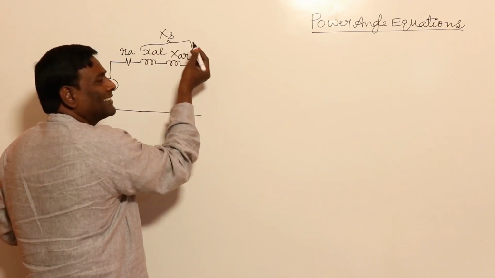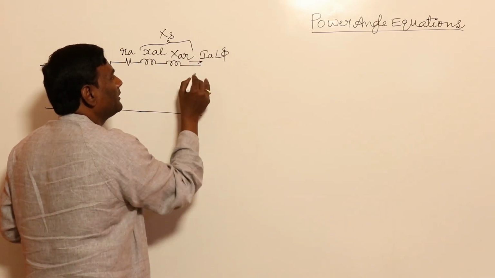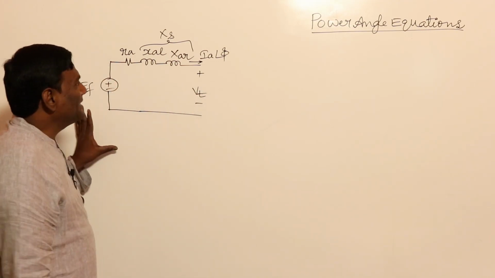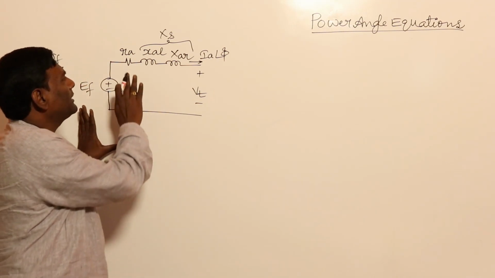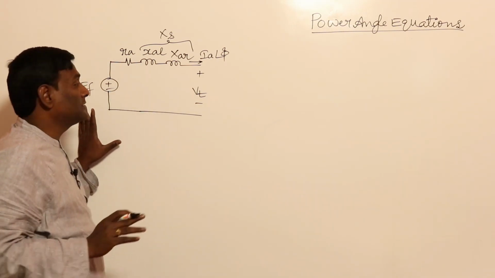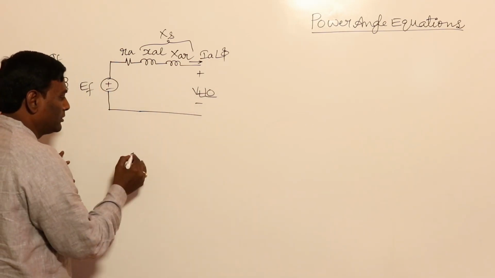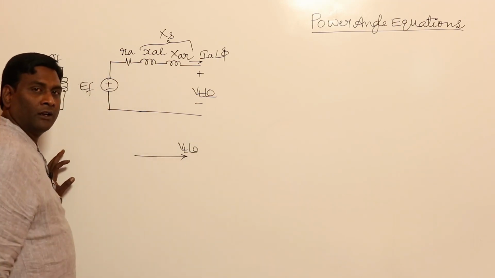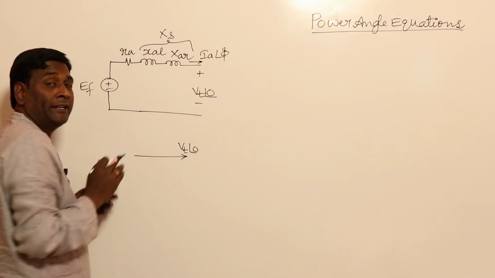That is the synchronous reactance, and this current is IA at an angle phi, and this is going to be the terminal voltage VT. So let us draw one small phasor diagram for this. It is simple: one resistance is there, one reactance is there, that's it. Let me take VT at an angle 0, terminal voltage at an angle 0.